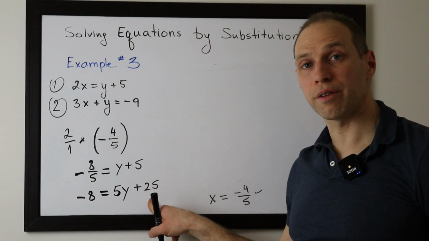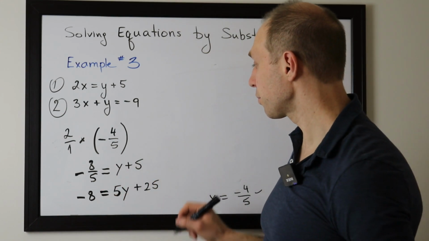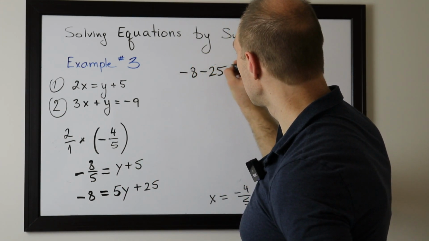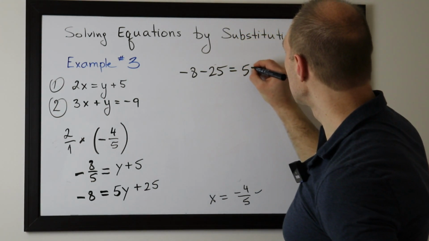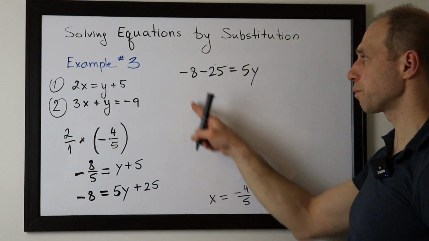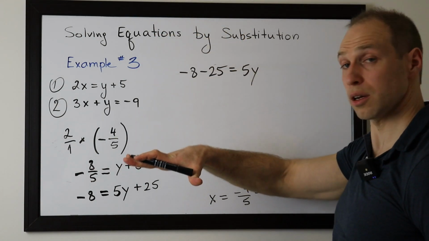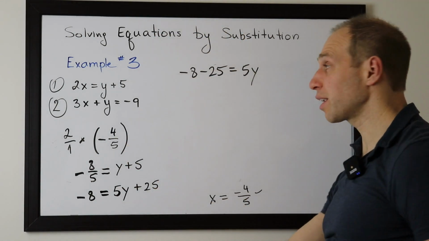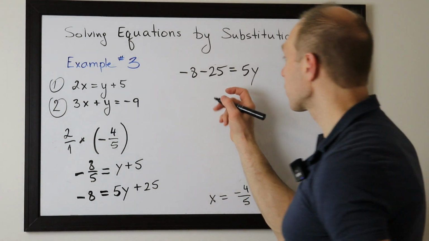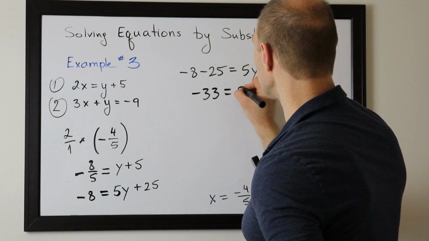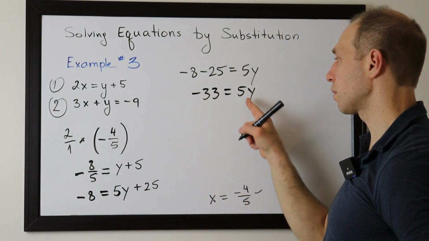Okay, for our next step, we have to get rid of the 25. The 25 comes over and becomes more negative. Okay, negative 8 minus 25. So negative 8 minus 25, we get an even more negative number. So we're going to get negative 33 equals 5y.